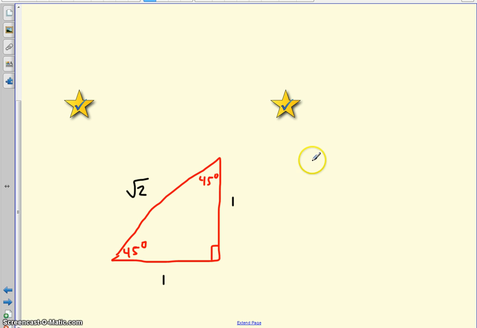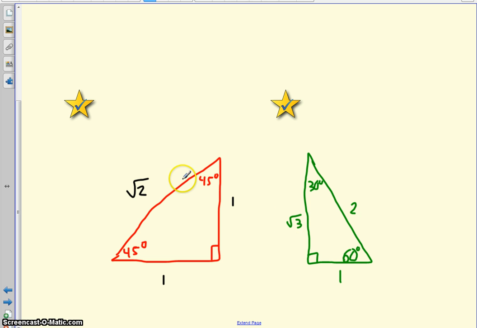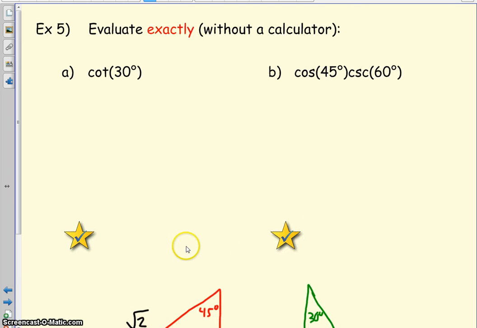Okay, the other triangle that you looked at has angles of 30 degrees, 60 degrees, and 90 degrees in it, and has side lengths of 1, 2, and root 3. So from here, you should be able to get all the ratios you need to solve this.